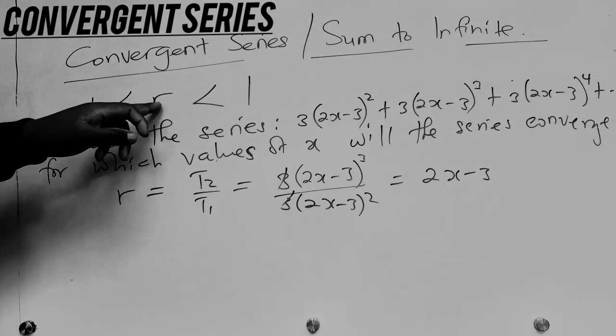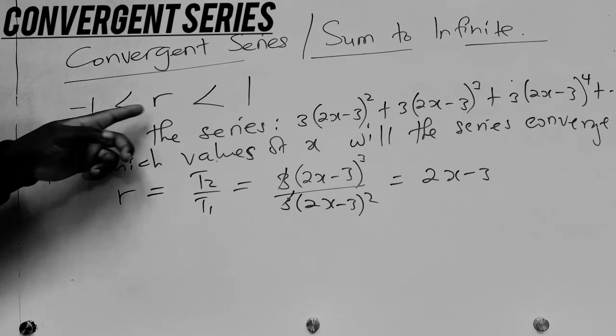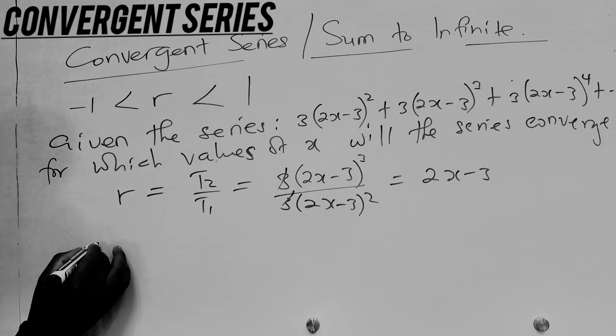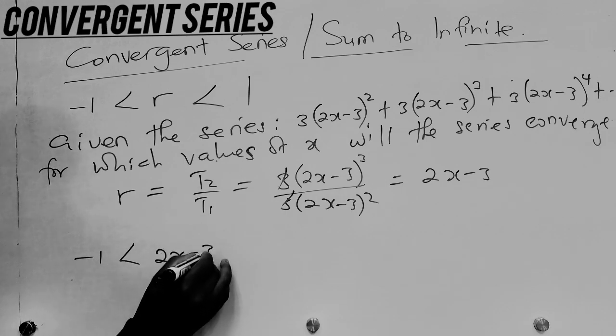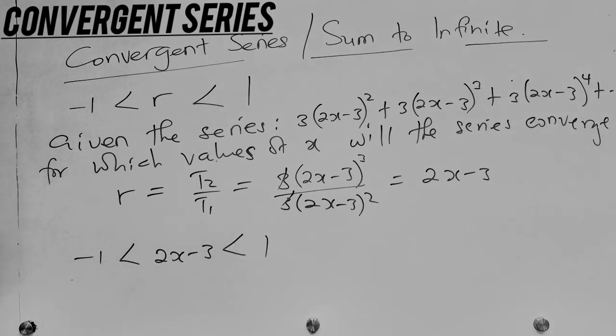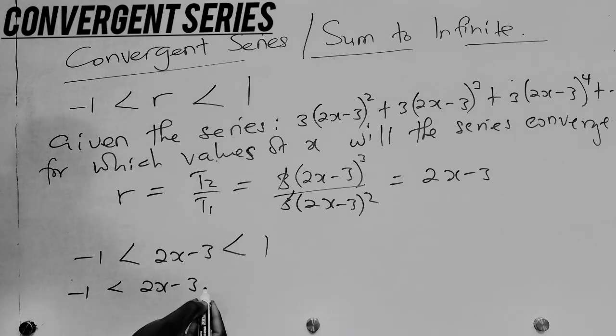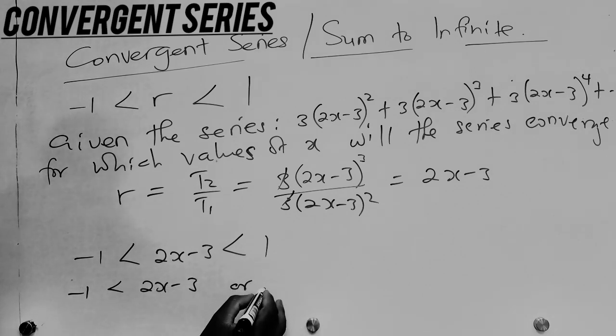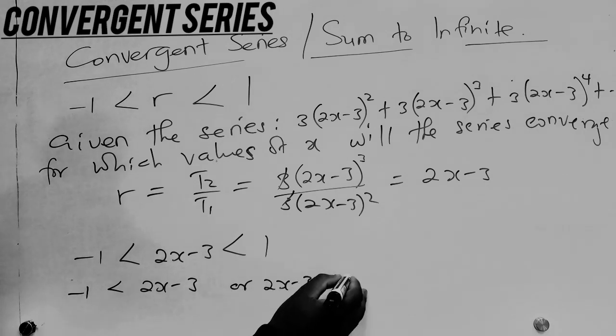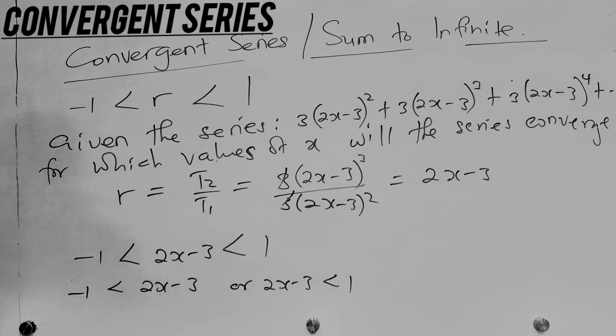So now we take it here. We know that for it to converge, it must satisfy this condition: -1 < 2x - 3 < 1. But now we don't need the value of r, we need the value of x. In this case, it is not solved. So how do we solve this? We can split it into two, as we did when solving inequalities. So -1 < 2x - 3, and 2x - 3 < 1, because this middle part is shared by this side and that side.